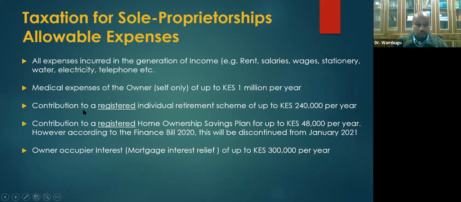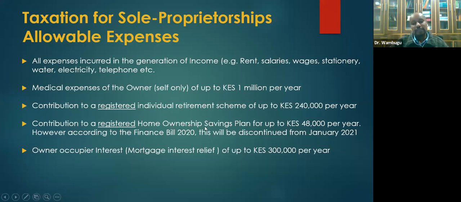You're also allowed to deduct expenses that you will have when you contribute to a retirement scheme of up to 240,000 every year. I'm sure you have seen this in iTax when you're filing. It shows you that you have a limit of 240,000. This is about 20,000 every month. Then there is a contribution to a registered home ownership savings plan for up to 48,000 shillings per year, which is about 4,000 shillings a month.